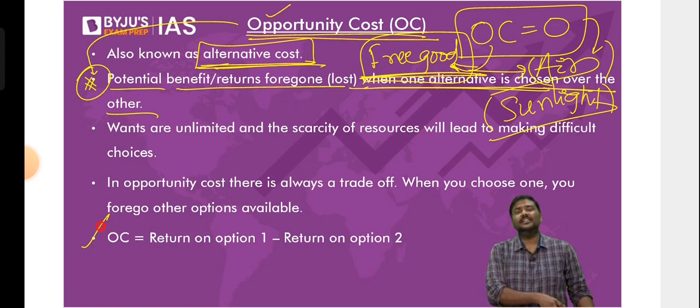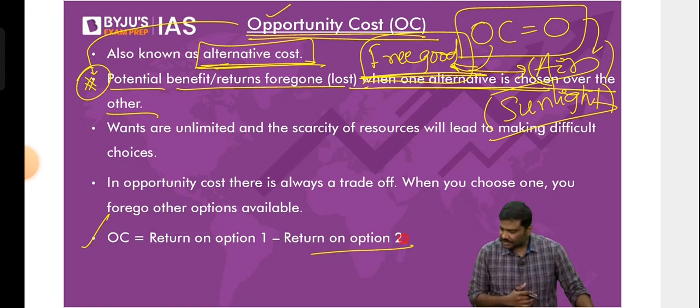I've given the formula. Please go to this. The return that you get from option 1 minus the return that you get from option 2 is basically the formula for opportunity cost. Done. So let me go to the next one.